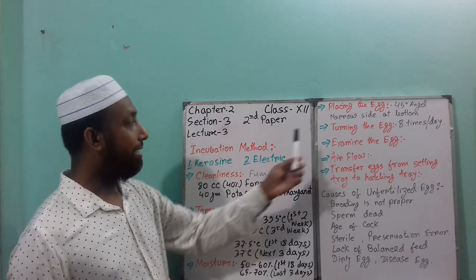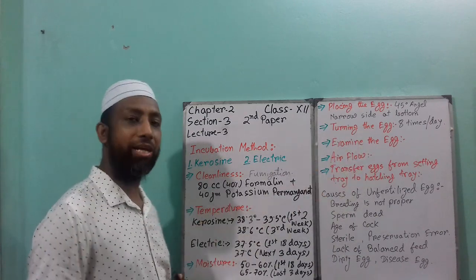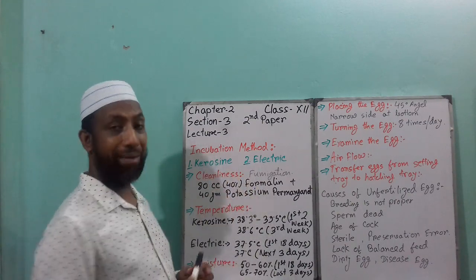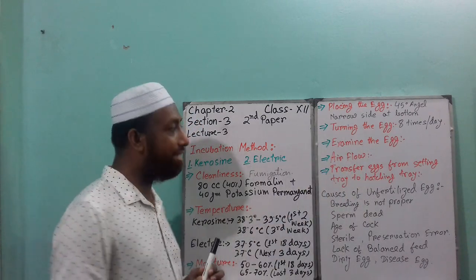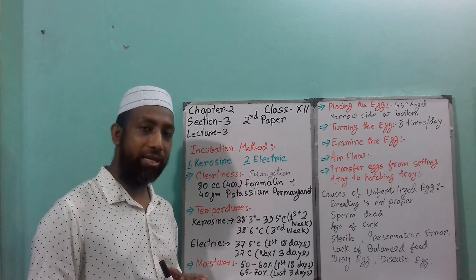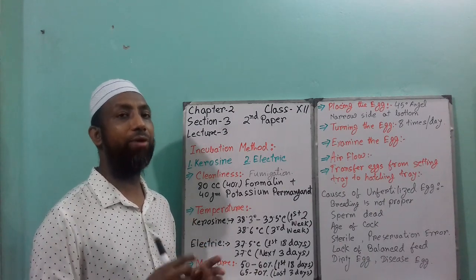Another thing is that this operation is done automatically by the machine in the modern electric machine. Next one is to examine the egg. What will be the examination of the egg? We know that we need 21 days for hatching the egg. Every 7 days you have to examine the egg.